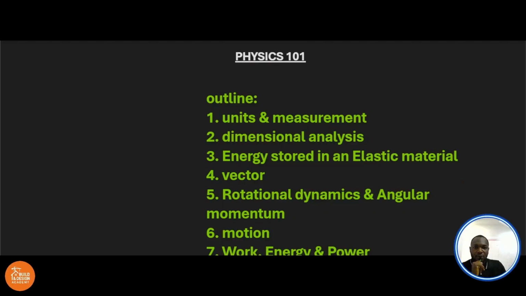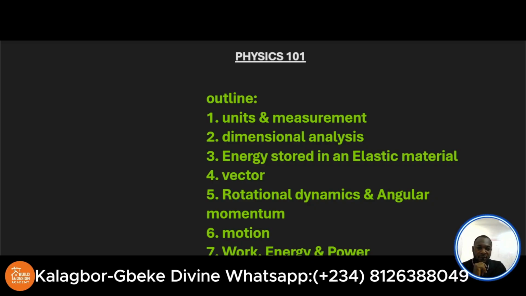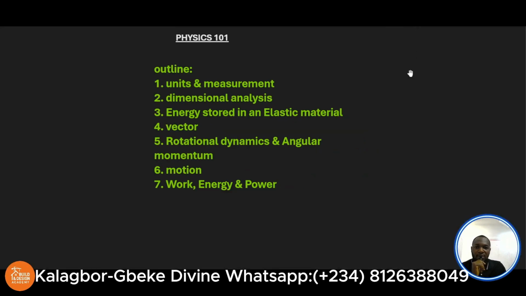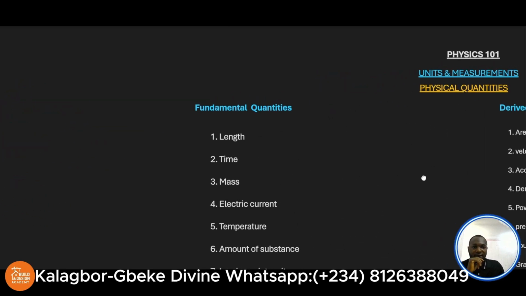So let's go. Today we'll be looking at some key topics in Physics 101 and we'll be solving them together. We're going to start with the very first topic, units and measurement. Then we'll move to dimensional analysis, then energy stored in an elastic material, vectors, rotational dynamics and angular momentum, motion, work, energy, and power. So make sure you have your writing materials, because we are going to be solving together. Let's go. The first thing we have is units and measurement.